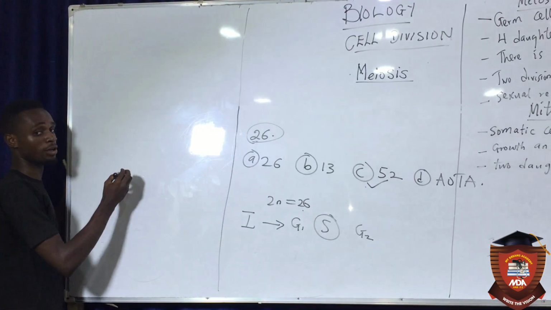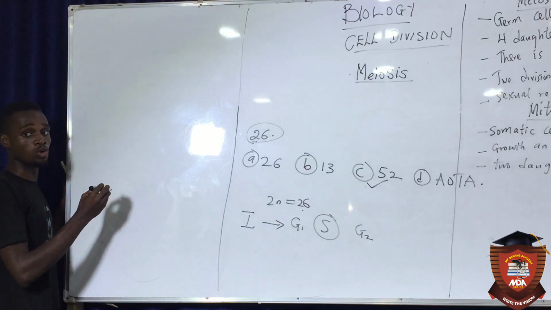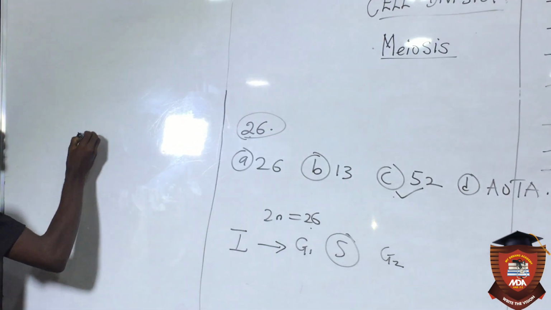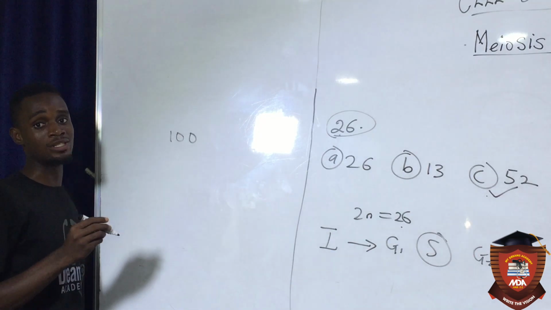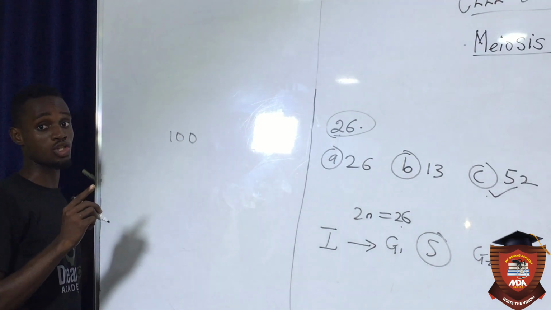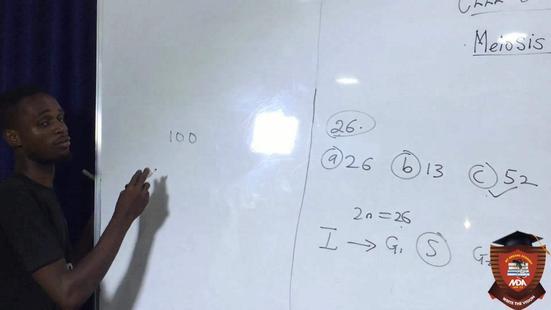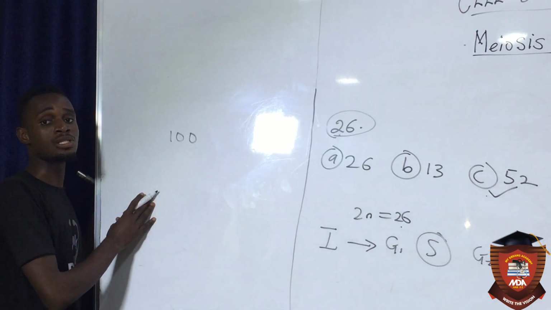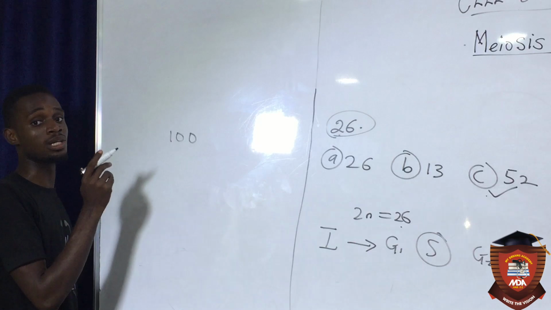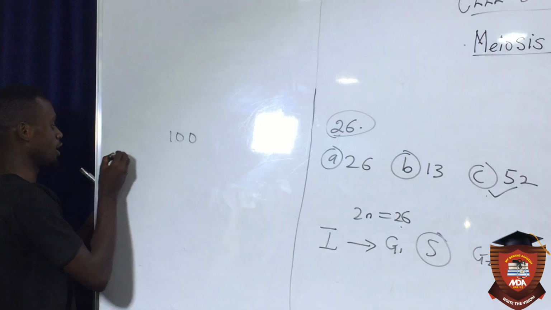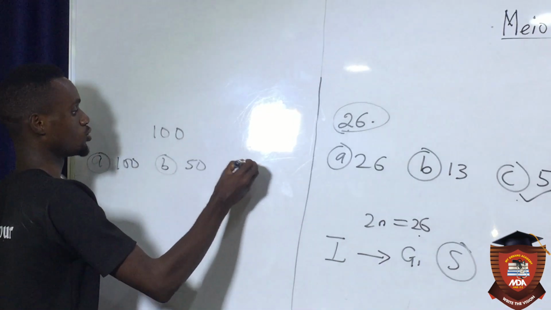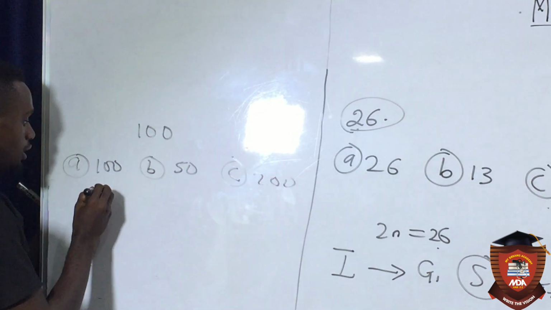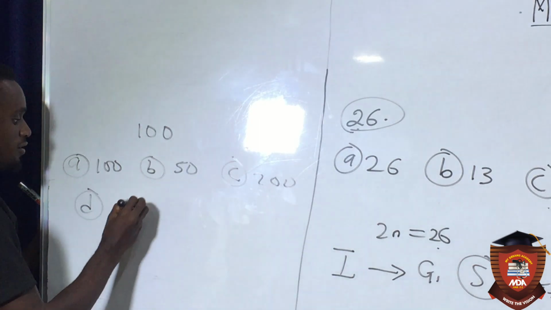The somatic cells of a goat have 100 chromosomes. How many chromosomes will be in a sperm cell of a goat? That's the question. A somatic cell of a goat has 100 chromosomes. A, 100. B, 50. C, 200. D, 25.